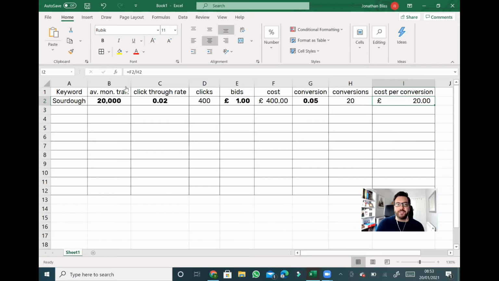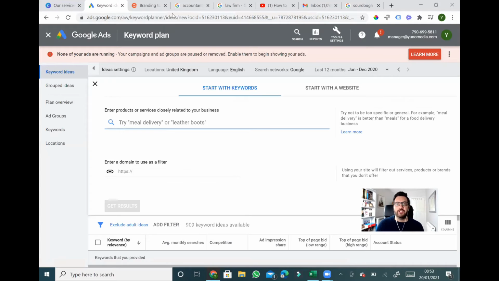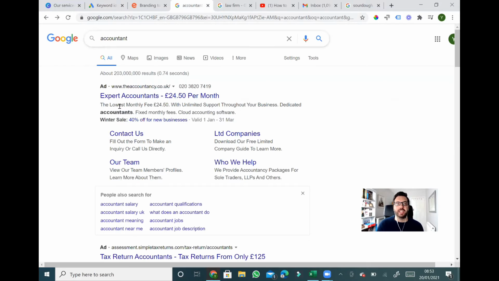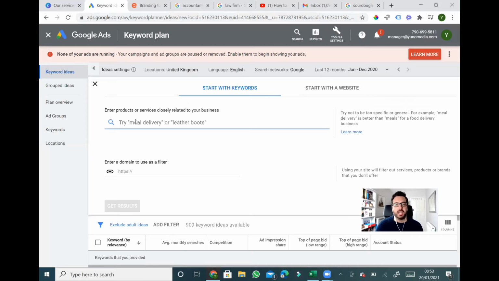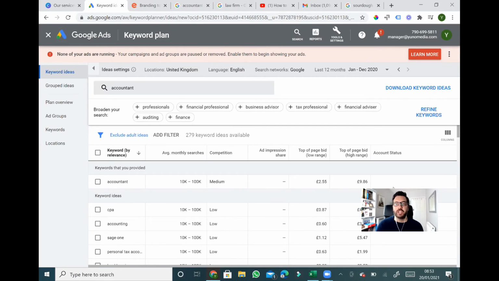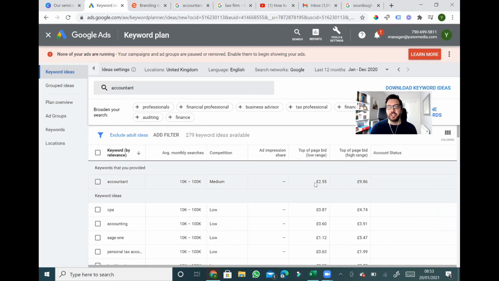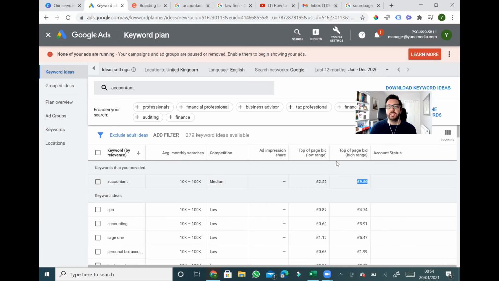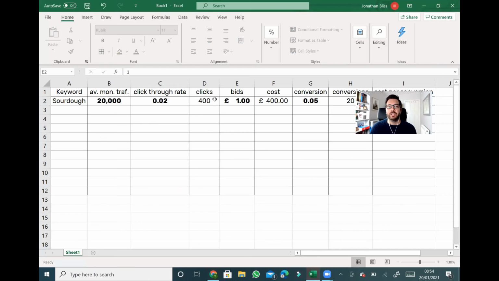However, if, for example, you're in services, so we had a look at accountant here, let's look at how much this person's probably paying to get to the top of this page. If I put in accountant and click on get results, you'll suddenly see the bids jump to £2.55 to £9.86. And the average monthly search is about the same. So if we change the bids, to get to the top of the page you have to put in maybe £4 or something like that.